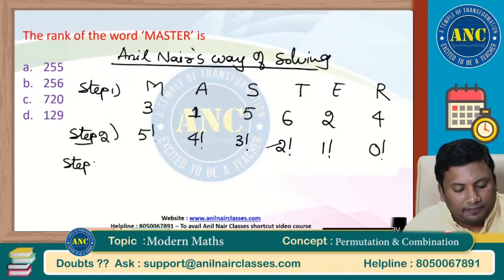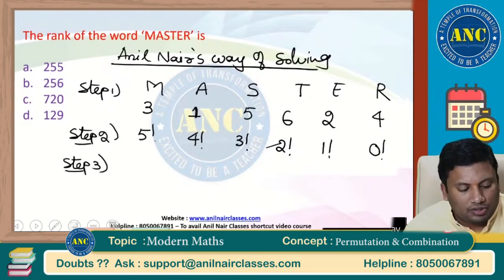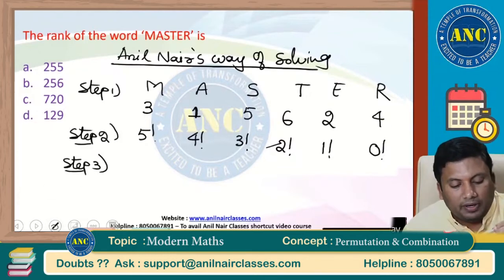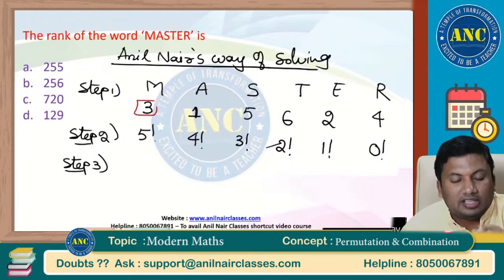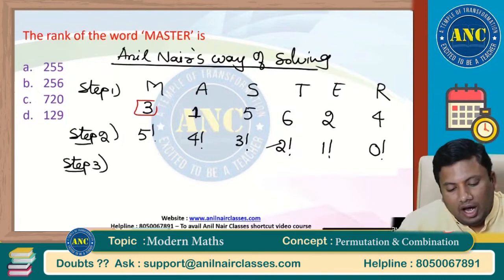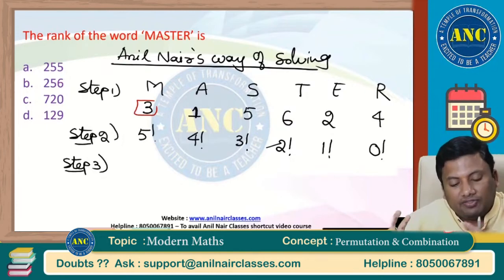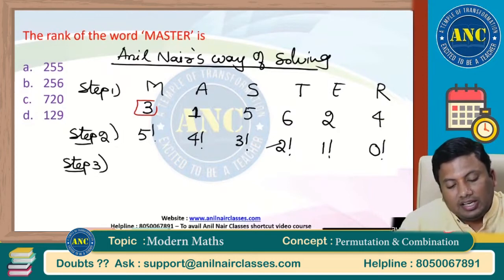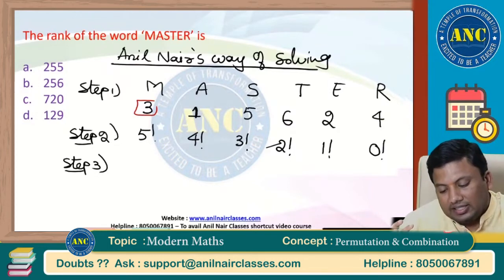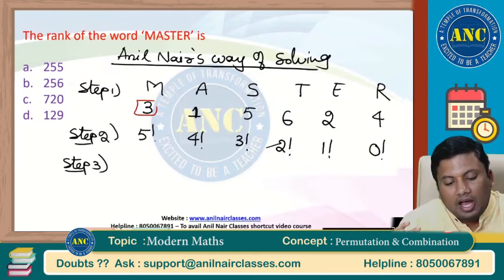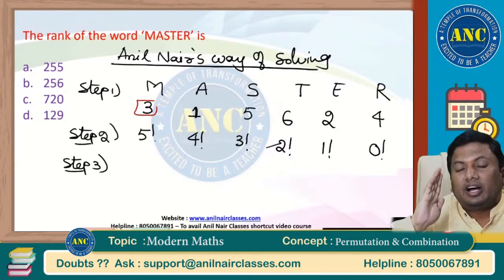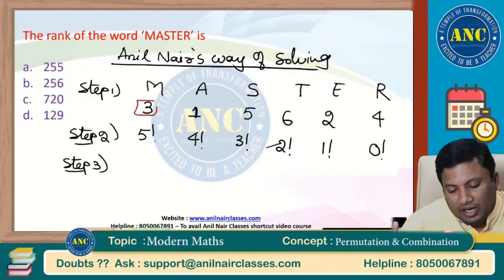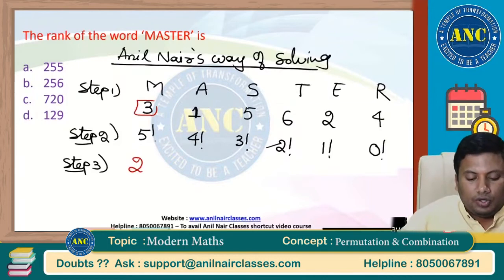Step number 3. Now see here, listen carefully. Go to M. What is the numerical value? 3. How many values to the right side of 3 are less than 3? 1 is less than 3. 5 is not less than 3. 6 is not less than 3. 2 is less than 3. 4 is not less than 3. So 1 and 2 are less than 3. How many numbers? Write down 2.